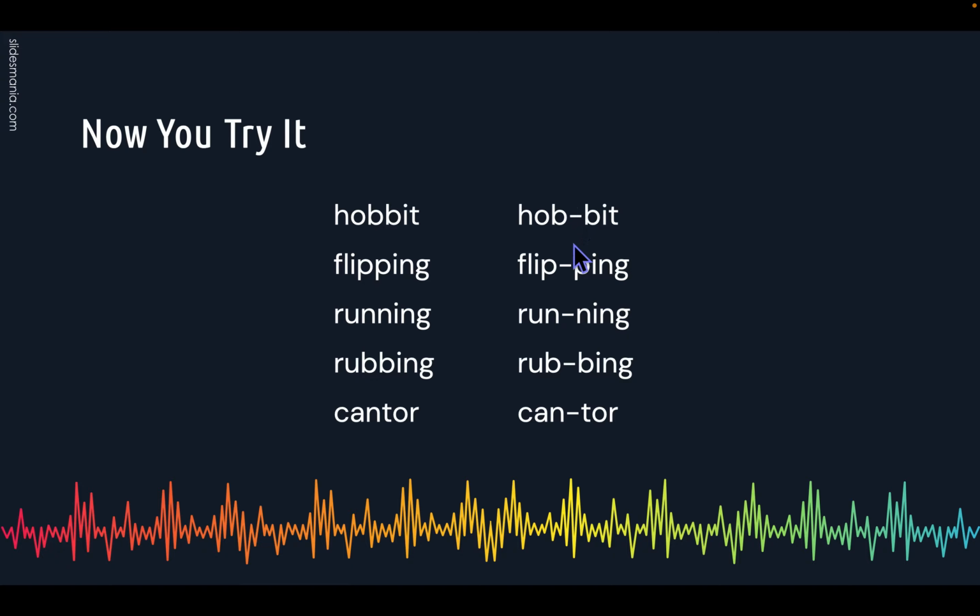Okay, we're going to split between all the consonants. You'll notice right here for these 4 words, we have 2 of the same consonants next to each other, but this rule also works between 2 consonants that are different. Using our short vowel sounds, because these vowels are in the middle of a syllable, we have hobbit, flipping, running, rubbing, and canter.